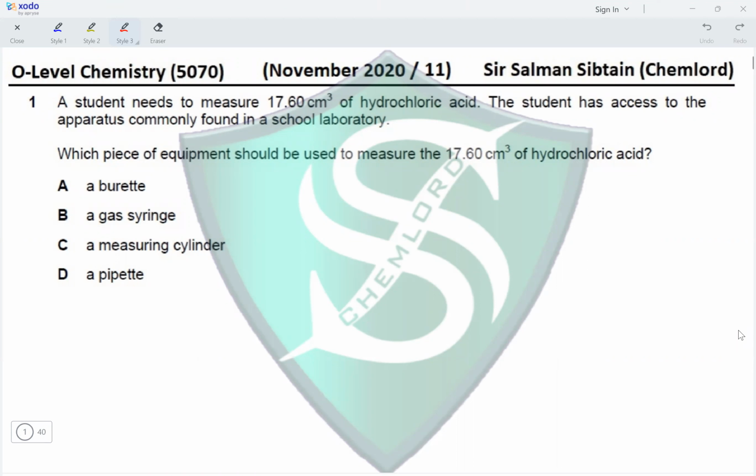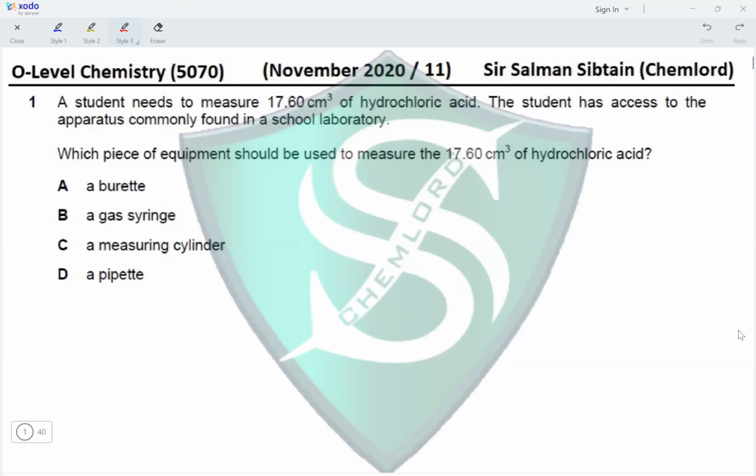Now, the volume that they have given us clearly tells us what we need to use to measure this volume. Since the accuracy is up to two decimal places here, the only piece of apparatus that can measure accurately a variable volume, because 17.60 is variable, it's not fixed. Pipettes are used to measure fixed volumes accurately. Burettes are used to measure variable volumes accurately. So accuracy is the need here, and it is a volume that is in decimals. So we would use a burette.